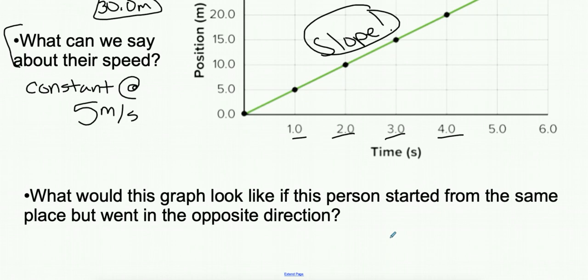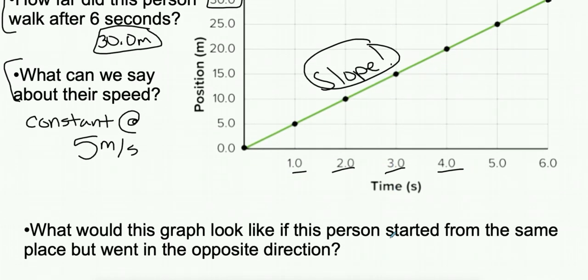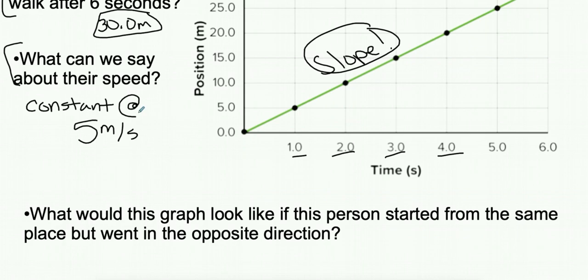Okay, so here's a question to think about. What would the graph look like if the person started from the same place but went the opposite direction? Okay, so that means we're still starting from here, but we're going the opposite direction. So that means we would go 5 meters back. Okay, so it'd be something like that. And if we were to draw a line, it would look like that. So it would look the same, like the slope would be the same, but it would be going negative. Okay, so that's the point here. So the person would be going a negative direction.